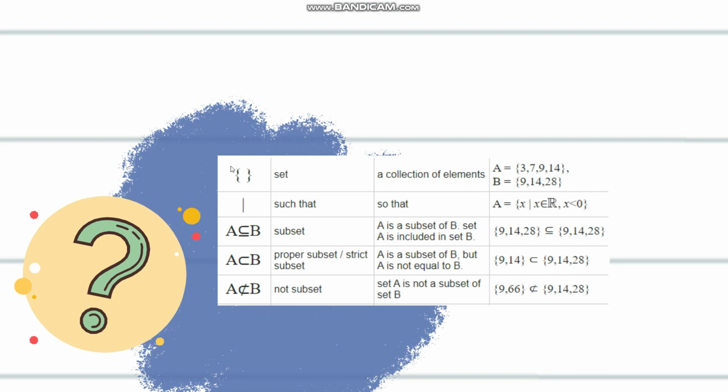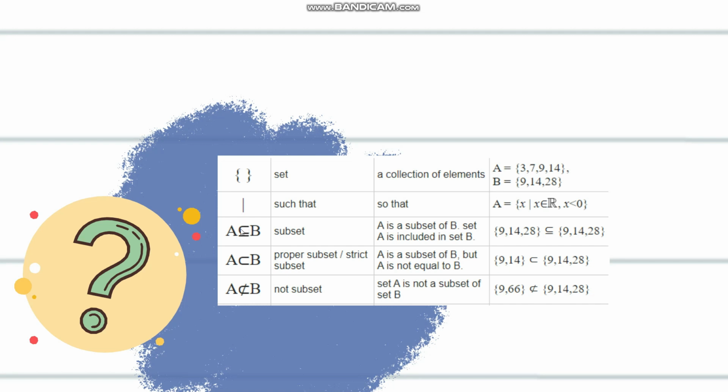This first symbol does not need to be discussed because we have had a lot of examples like this earlier. This bracket refers to a set. And let's continue to this one, such that. It is read as such that, and it means so that. Okay, for example, if we would read this one, A is equal to X such that X is an element of real numbers where X is less than 0. Again, this is such that.